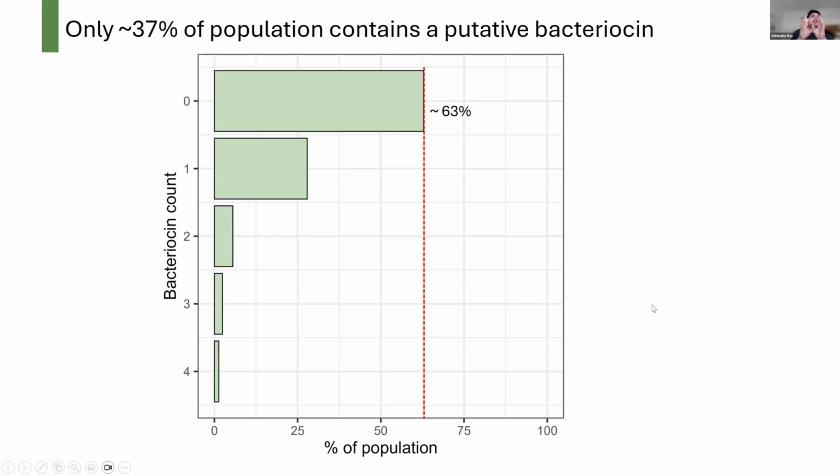So this is an overall description of how many bacteriocins were found in the population. As you can see, most of the population, 63%, did not have any bacteriocin, which is pretty much in line with the experimental finding, which I forgot to mention: they found bacteriocins in 32% of their isolates, whereas we found bacteriocins in about 37% of the isolates that we had. And as you see, the number of bacteriocins in a particular genome gradually decreases, so the percent of the population carrying a higher number of bacteriocins is low.